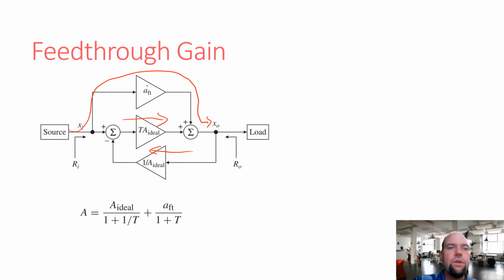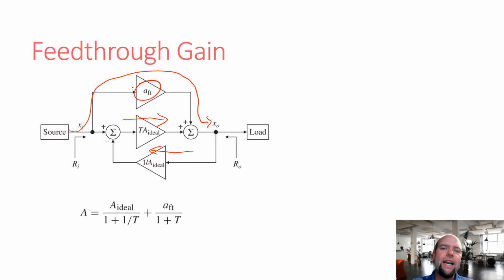So we actually have what's called feed-through gain. Feed-through gain is this extra signal that passes directly from the input to the output. And it's important to model. Well, sometimes it's important to model. In some systems, this is a very important parameter. In some, it's not necessarily that important.